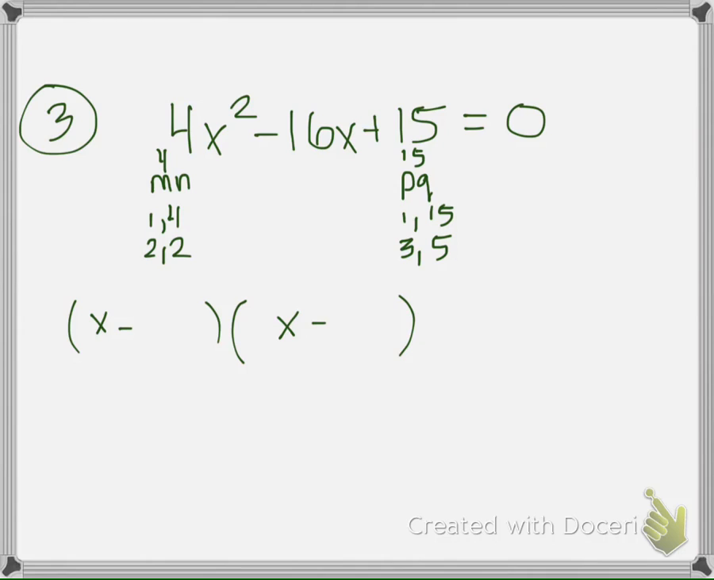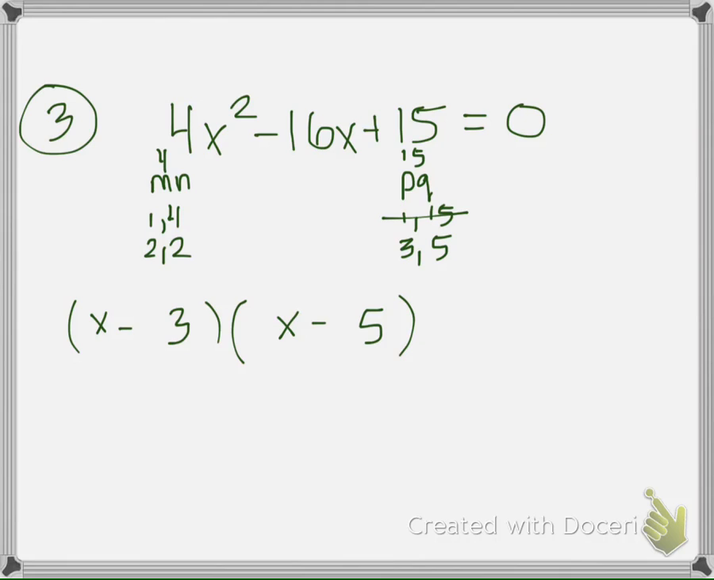Then you need to do your trials. Now I see that I have a negative 16, so I probably want to stray away from this 1, 15. That 15 would be too big if I multiplied it by 4, so probably wouldn't work out so well. If I multiply by 2, that'd be 30. That's too big as well. So I probably want to have a 3, 5.